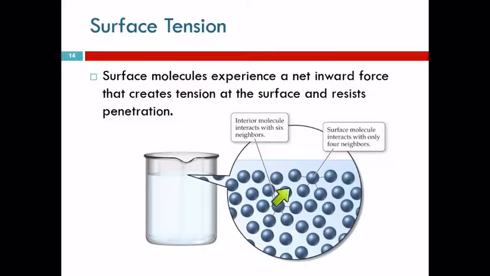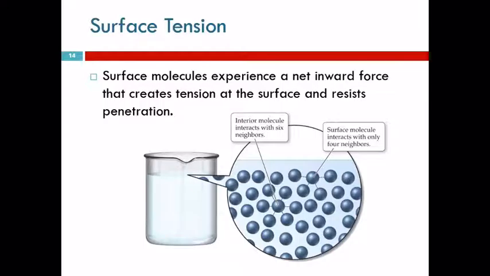If we look at the interactions between the water molecules, we see that the interior molecules are attracted in all directions to other molecules, whereas the surface molecules are only attracted to the side and down. There's nothing above to attract them. And so they're pulled down. They experience a net inward force. In order for the paperclip to go through, it's going to have to break these intermolecular forces of attraction.